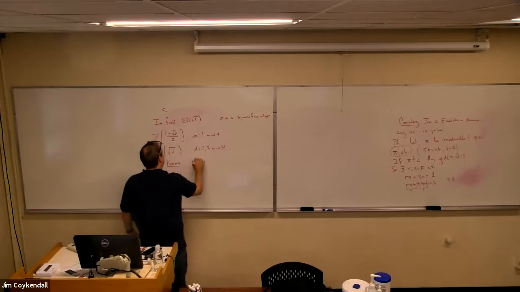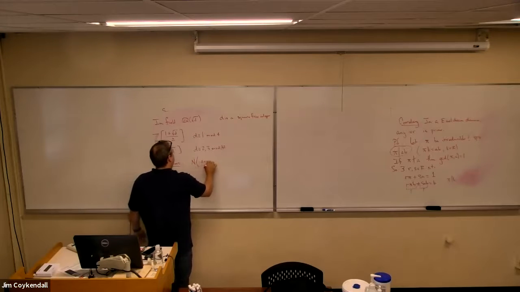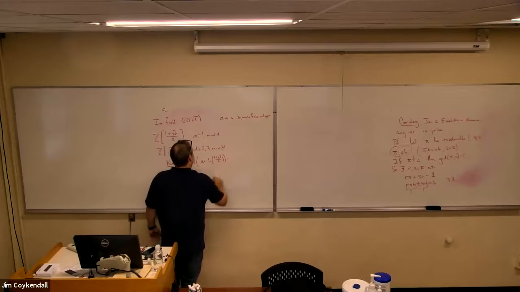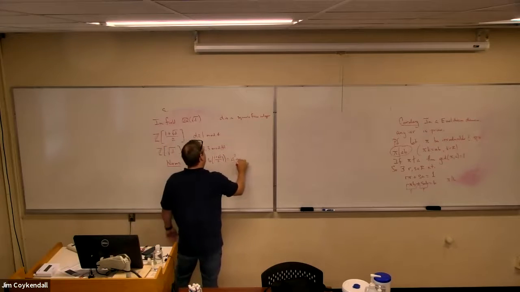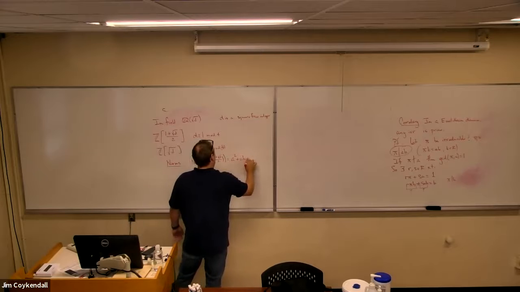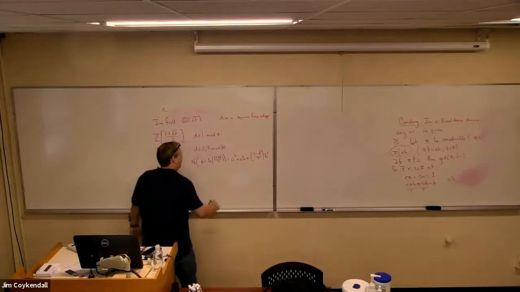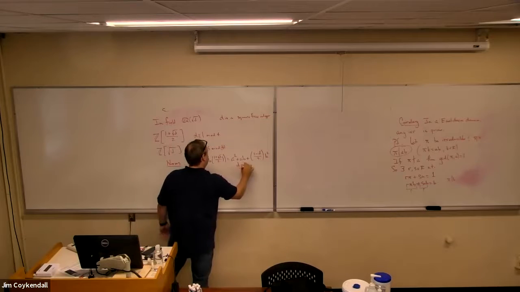And I'll write a norm instead of phi. The norm of A plus B times (1 plus radical D) over 2 is A squared plus AB plus (1 minus D) over 4 times B squared, if D is equivalent to 1 mod 4.